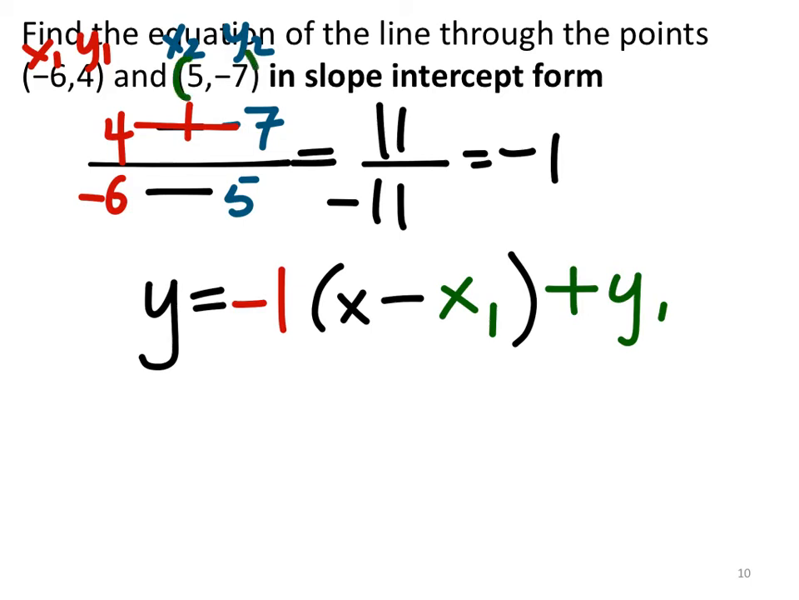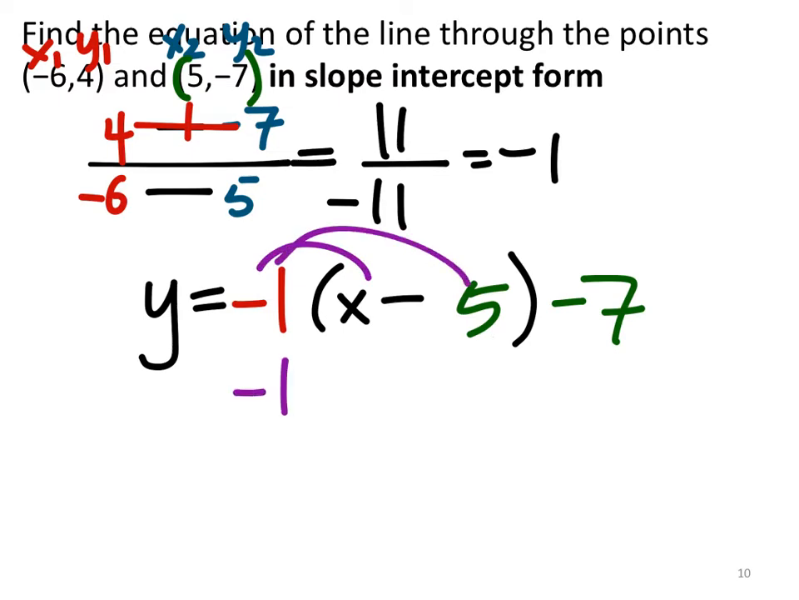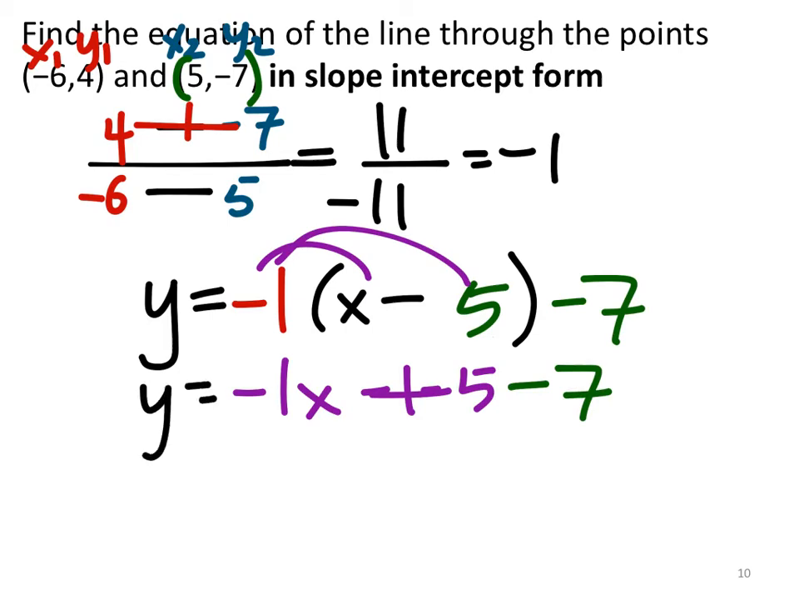So we got an x value that's positive 5 and a y value that's negative 7. I'm going to make that a minus 7 right there because it's the same thing. 5 and negative 7. So let's distribute the negative 1. Negative 1x minus negative 1 times 5 is negative 5. Make that plus right there. And then minus that 7. So y equals this stuff.